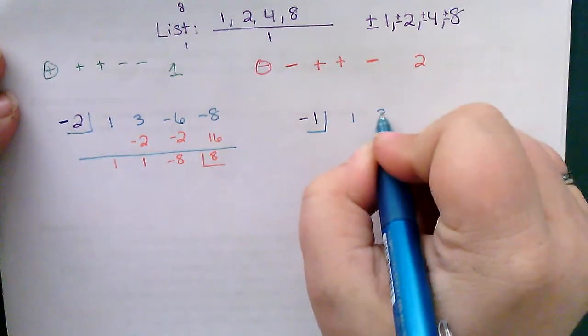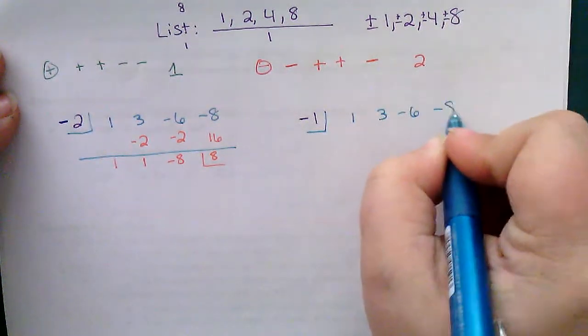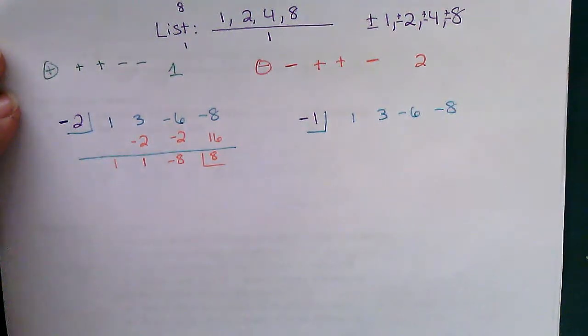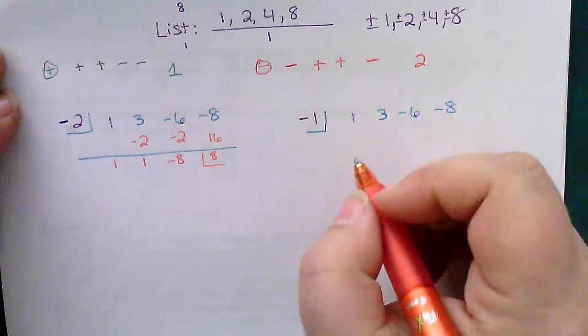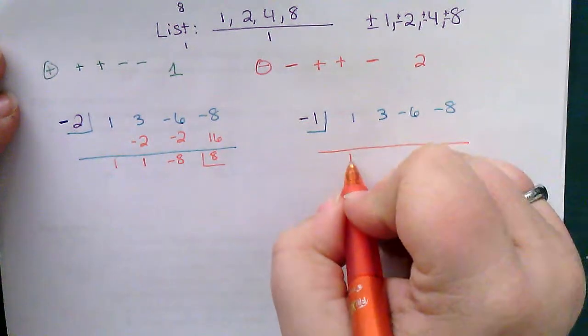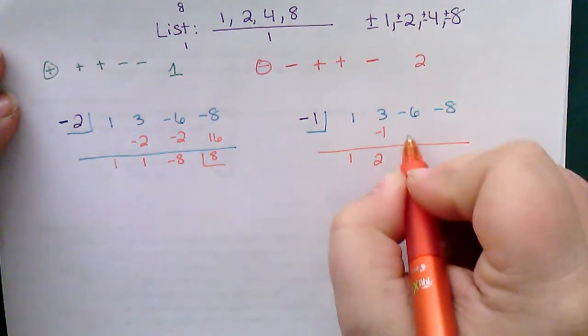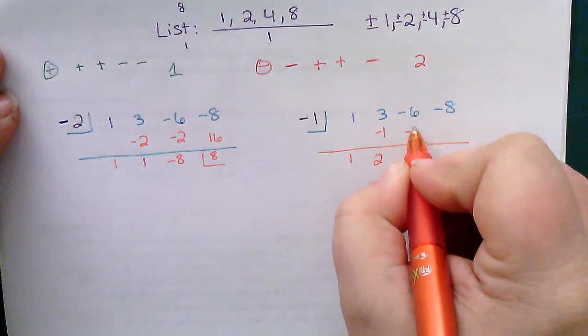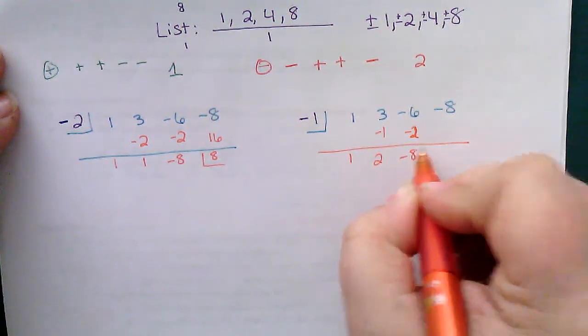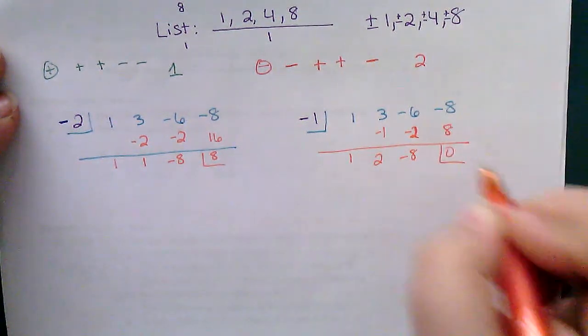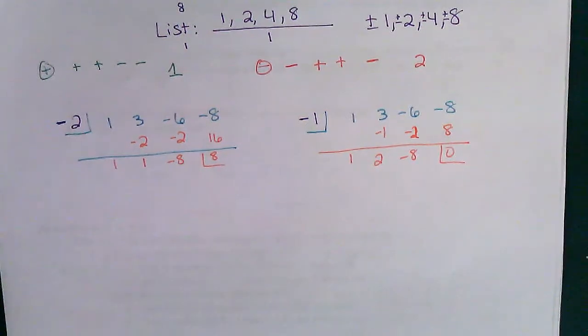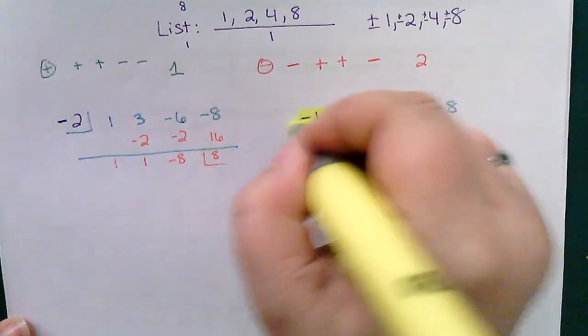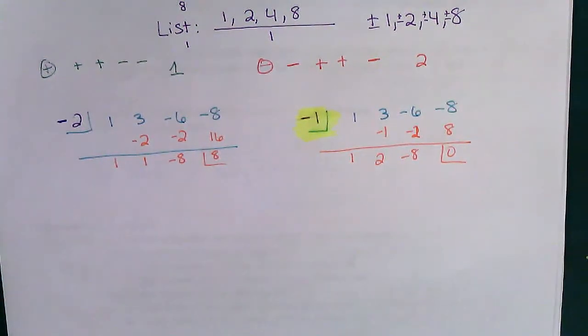And my coefficient line is still the same. And what color was I using? Orange, okay. 1, negative 1, 2, negative 1, negative 2, negative 8, 8, 0. Hooray, I found a root. So highlight that or circle that because you're going to need it later.